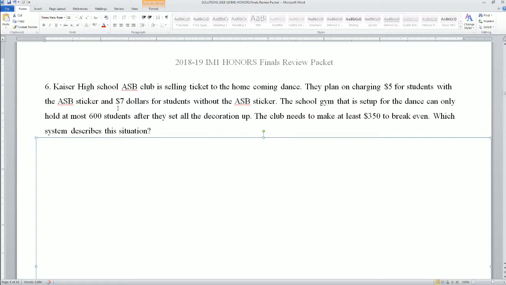Alright, number 6. It says Kaiser High School ASB Club is selling tickets to the homecoming dance. They plan on charging $5 per student with the ASB sticker and $7 for students without the ASB sticker. The school gym that is set up for the dance can only hold at most 600 students, so you cannot have more than 600 students. Okay, after they set up all the decorations, the club needs to make at least $350 to break even. Which system describes the situation?